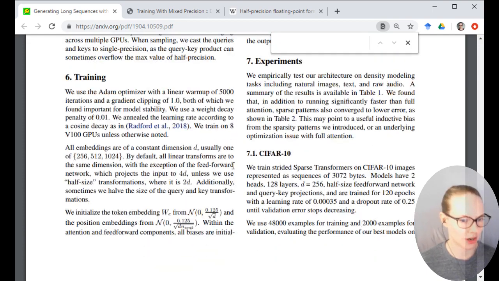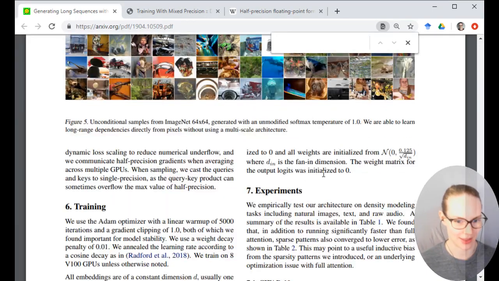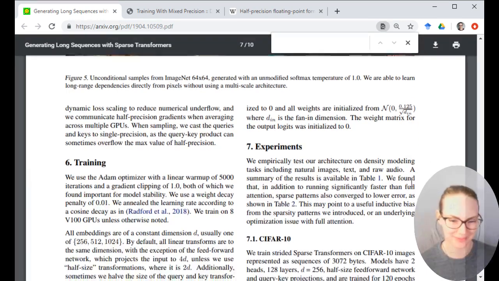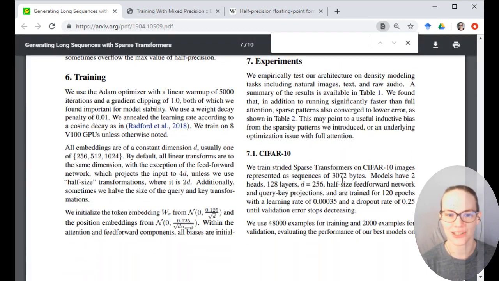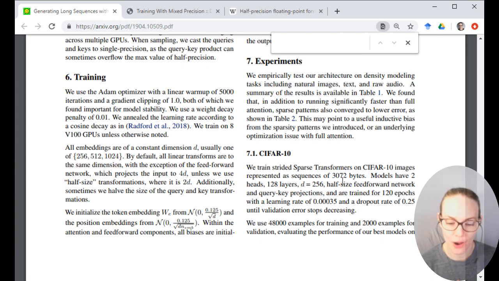Okay, so these are just sort of housekeeping details, how they set up their training. Again, important to know if you want to replicate the results, and for me, not super interesting. All right, section 7, experiments. Oh, and Yahoo says we have fan in and fan out. Oh, that's helpful.